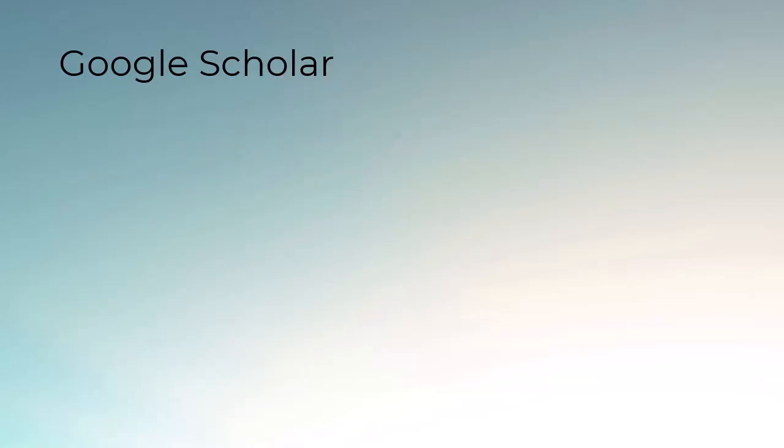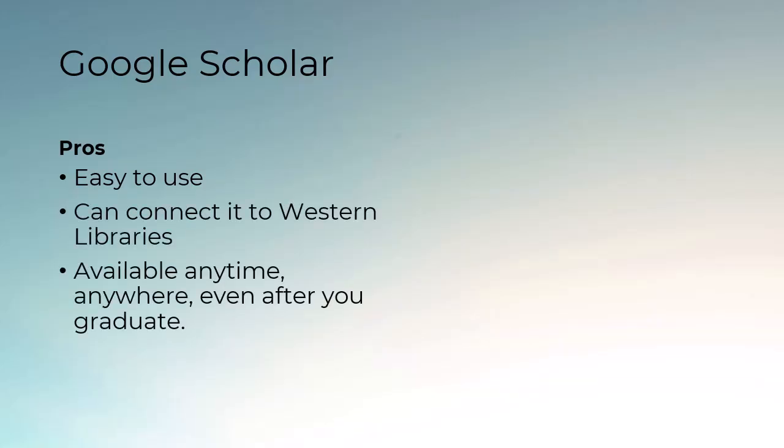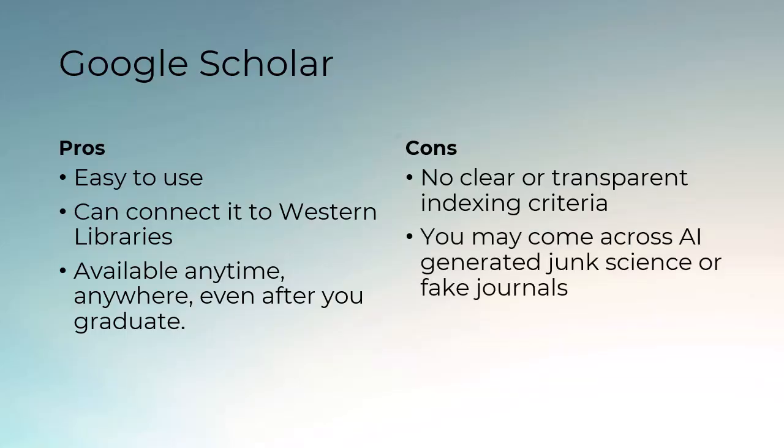Google Scholar is easy to use. You can connect it to your Western Library account, and it's available anytime, anywhere, even after you graduate from Western. However, on the downside, there is no clear indexing criteria or transparency in terms of what is indexed in the Google Scholar tool. And so as a result, you may locate AI-generated junk science papers or even fake articles.